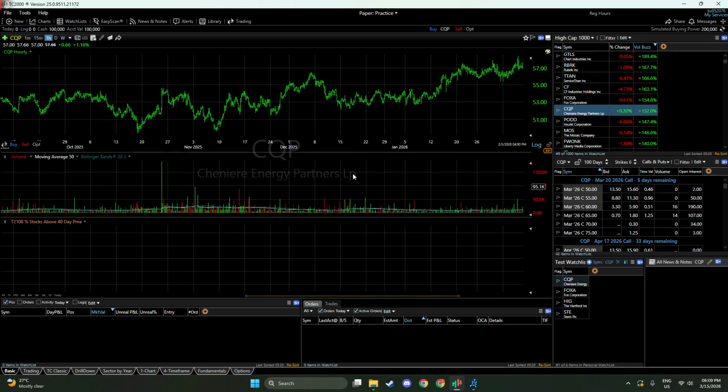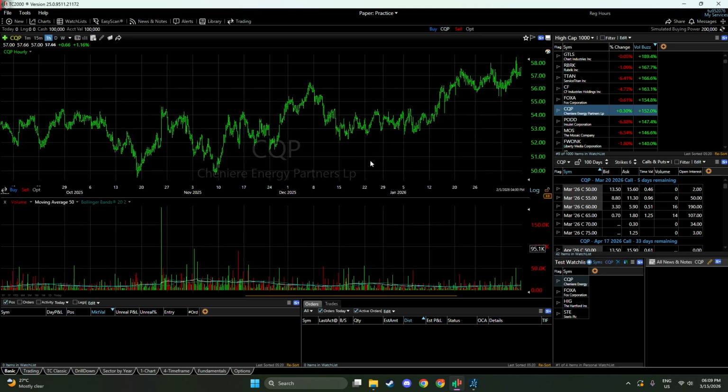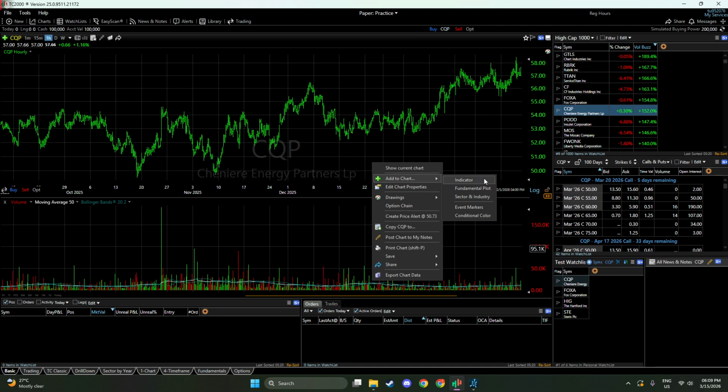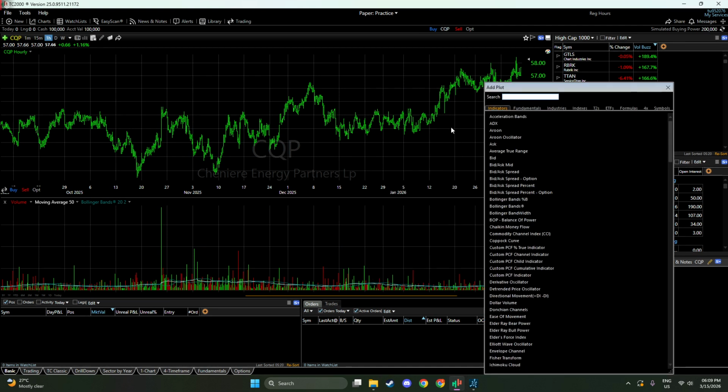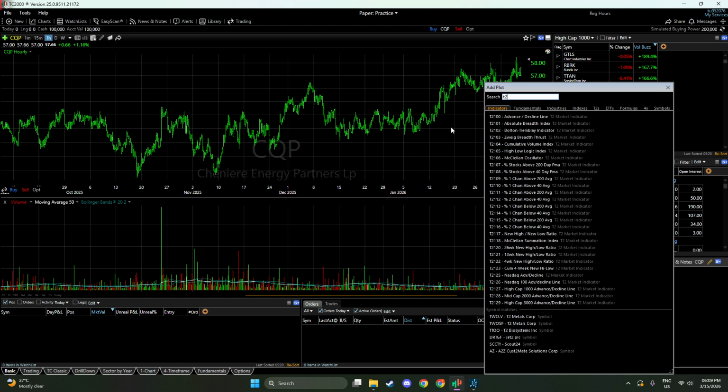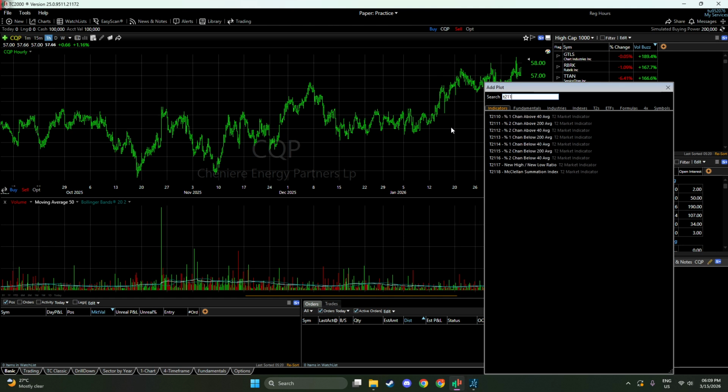Choose T2110 to view the ratio of 52-week highs to 52-week lows. When new highs outpace new lows, risk appetite is generally healthy. If new lows dominate, it signals stress and caution.